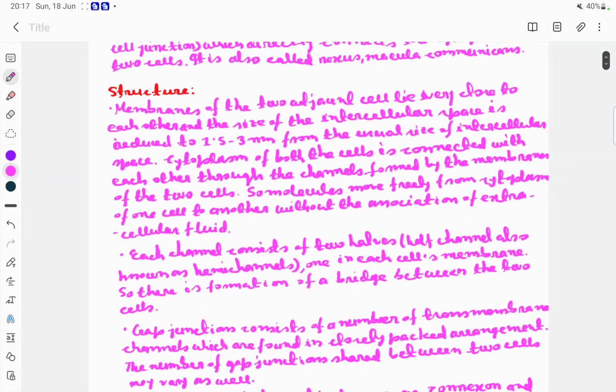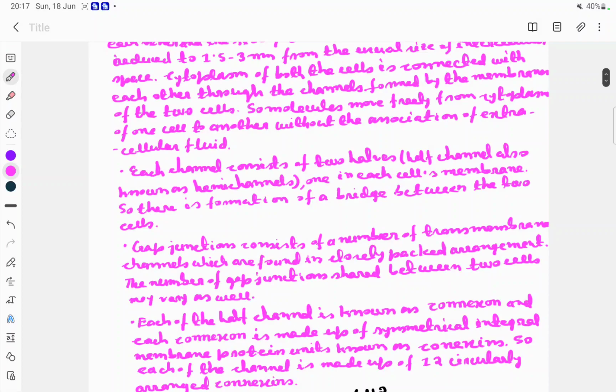Structure of the gap junctions. Membranes of the two adjacent cells lie very close to each other, and the size of the intercellular space is reduced to 1.5 to 3 nanometer from the usual size of intercellular space. Cytoplasm of both the cells is connected with each other through the channels formed by the membranes of the two cells. So, molecules move freely from cytoplasm of one cell to another without the association of extracellular fluid. Each channel consists of two halves, also known as hemichannels, one in each cell's membrane. So, there is formation of a bridge between the two cells.